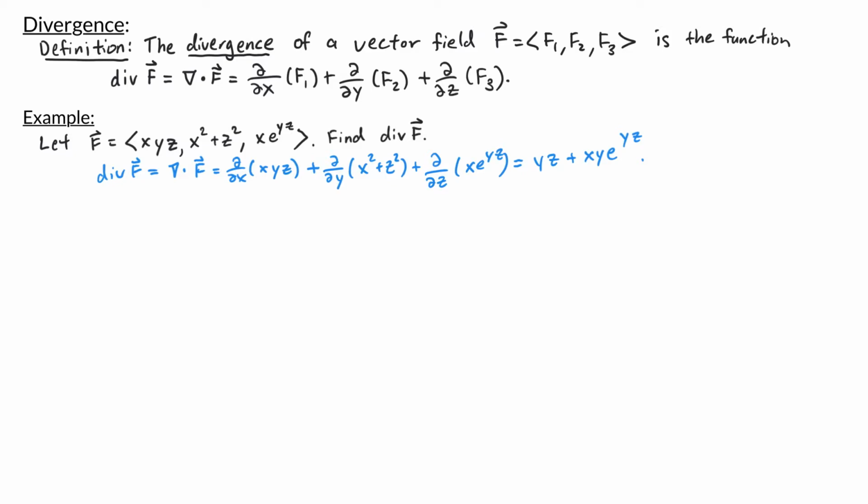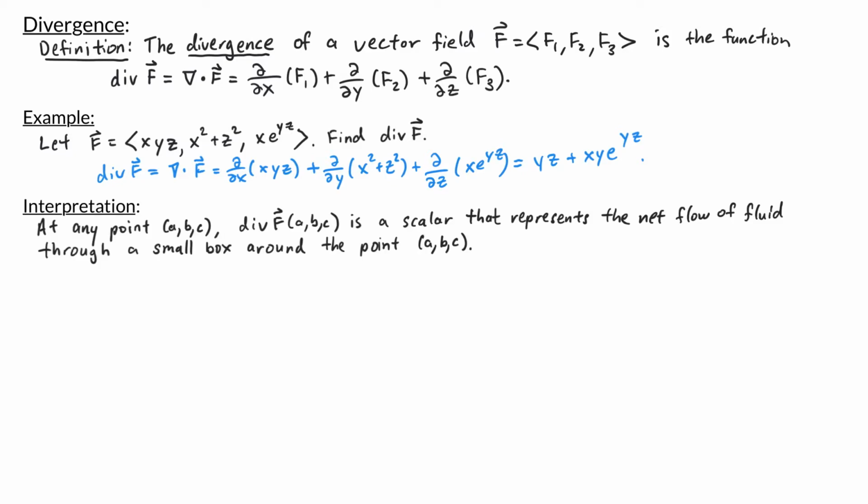So what does the divergence of the vector field tell us? Again, we want to think about our three-dimensional space being filled with some fluid, and the vector field f represents the current inside that fluid. So at any point (a, b, c), the divergence of f at (a, b, c) is a scalar that represents the net flow of fluid through a small box around the point (a, b, c). Let's look at some more examples.